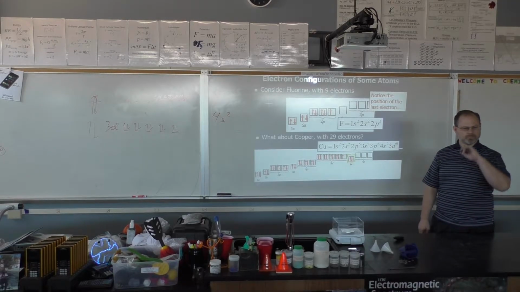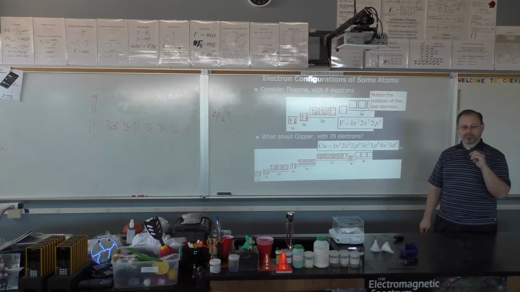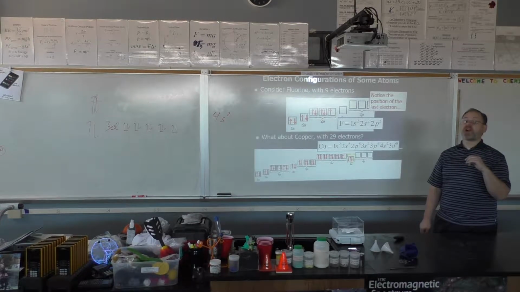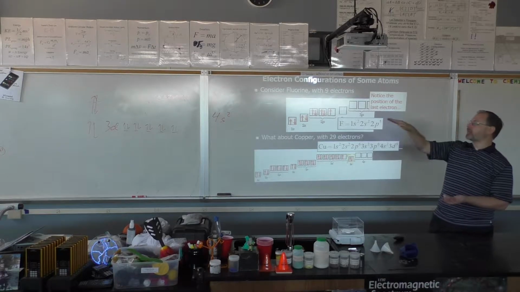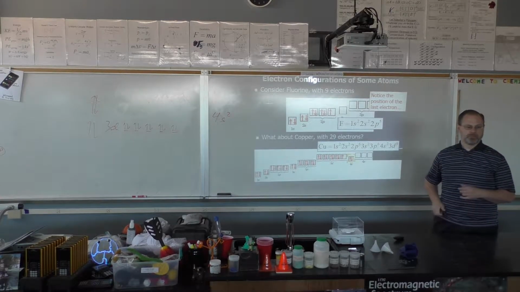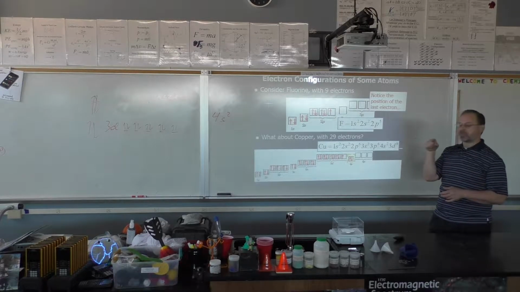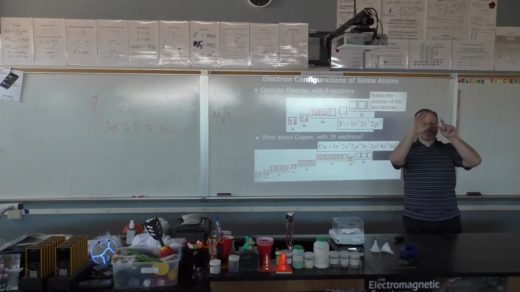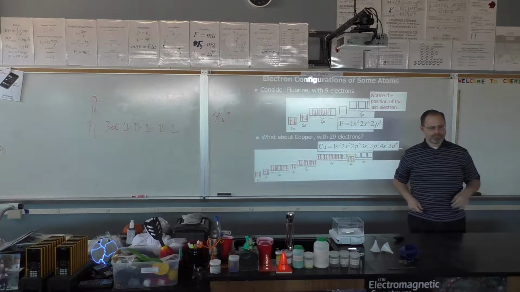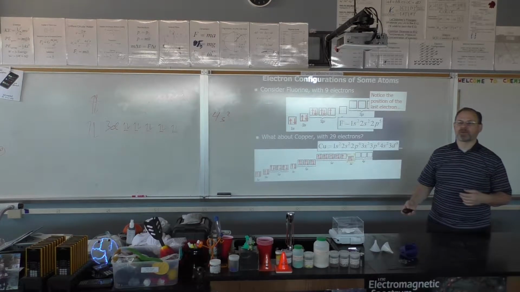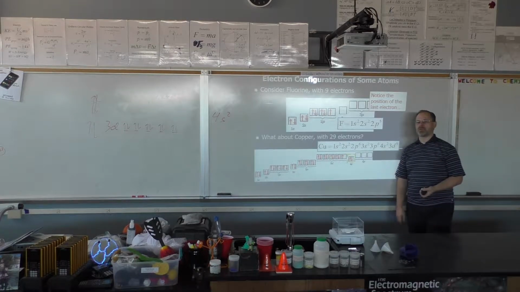It very much matters when you're counting across. If you remember that it's 4s then 3d, you're going to be okay. You can't just fill box, box, box, box. You have to remember that 4s fills before 3d. 4s then 3d. It's just one of those things you have to remember. It's one of the very few things you actually have to remember in electron configuration.